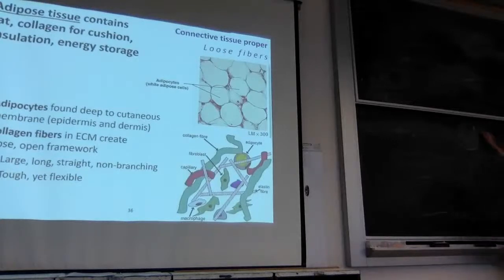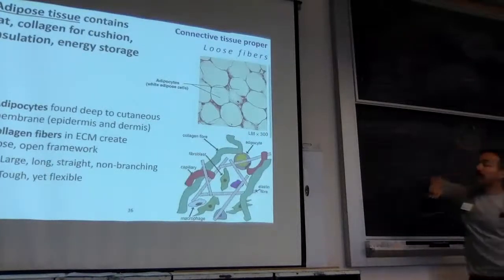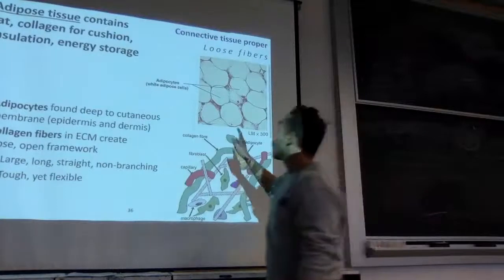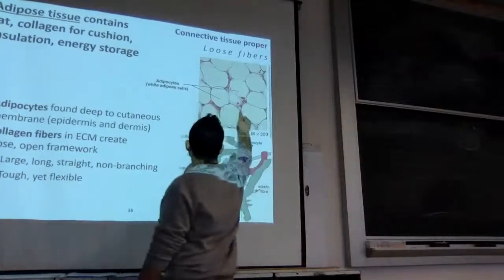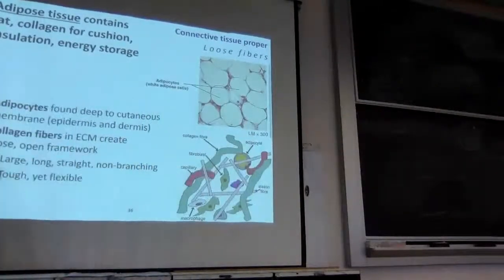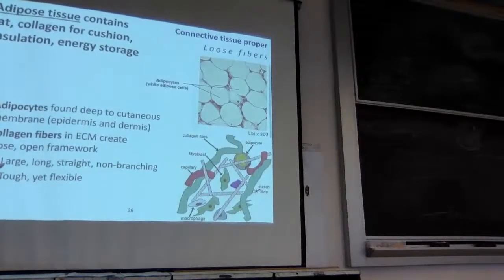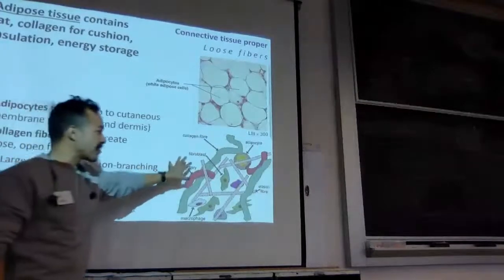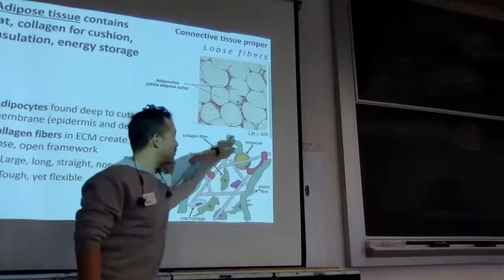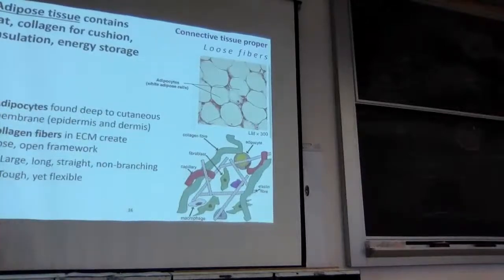In between cells, which you can't really see, so you just have to trust me for now, there is an extracellular matrix of collagen. So in between these cells, there's collagen. Collagen is a protein that is large, long, straight, and doesn't branch. So represented in this diagram, it would be these larger green ones.